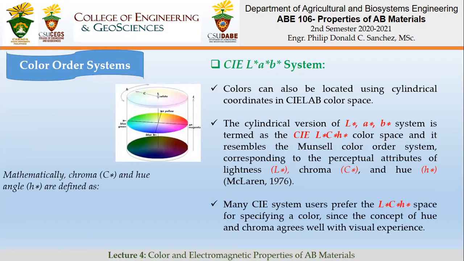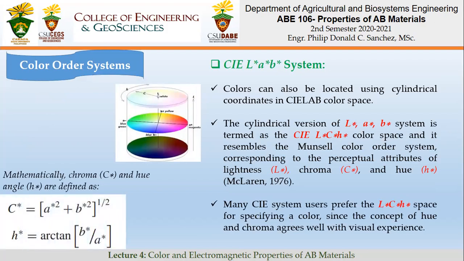Okay? Mathematically, chroma and hue angle are defined as follows. The hue is an arctangent of A and B. So ang arctangent ra diay sa imong B and A component, ang value na nimo sa hue. However, ang chroma pod diay is unsa man? Square root sa square sa A and B. Okay? So ingana ra siya pagkuha sa imong C.